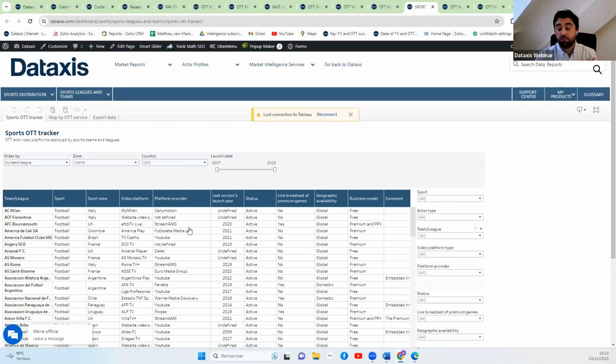So you have the teams, the league, the sport area, and the name of their video platform. You can see who's carrying the platform, which provider, the last version of the platform, if the platform provides live content or not, the availability, but also the business model. And that's really important because the teams and leagues are becoming their own OTT platform providers with their subscribers. They generate revenues to engage the fans, and they have understood that the content is really a key topic.